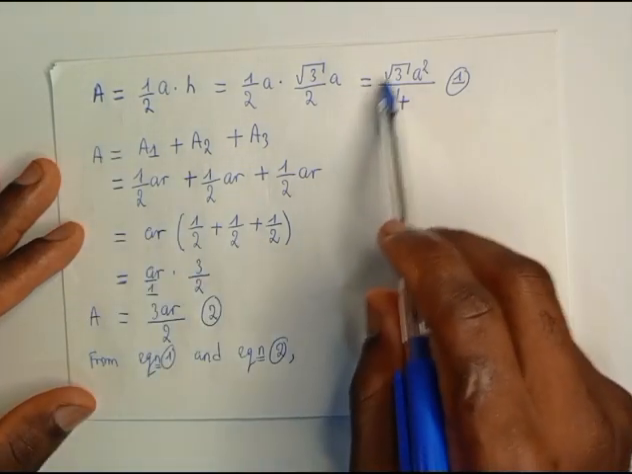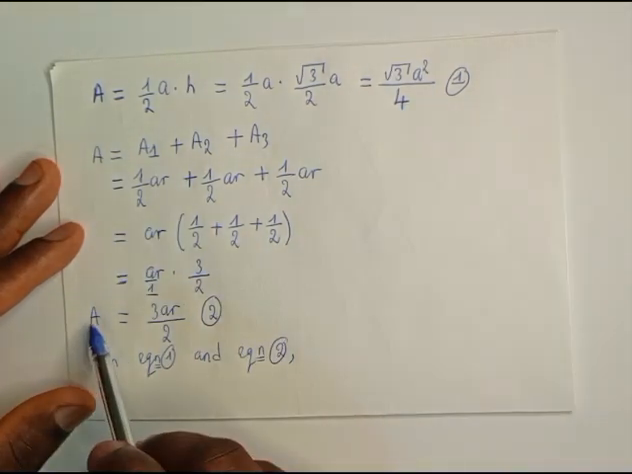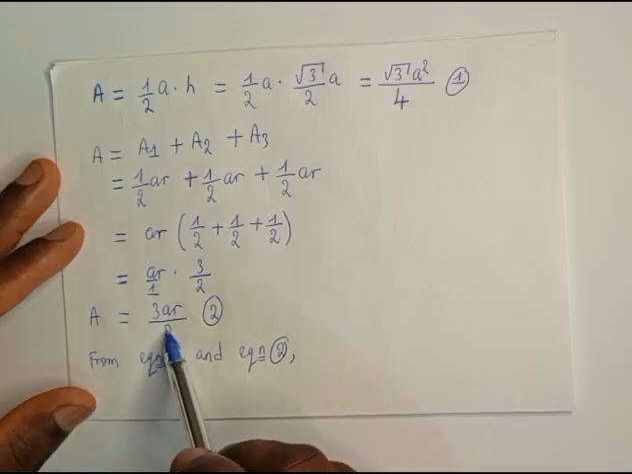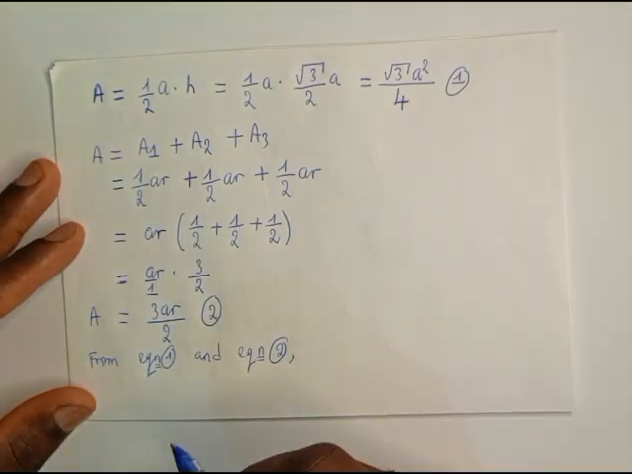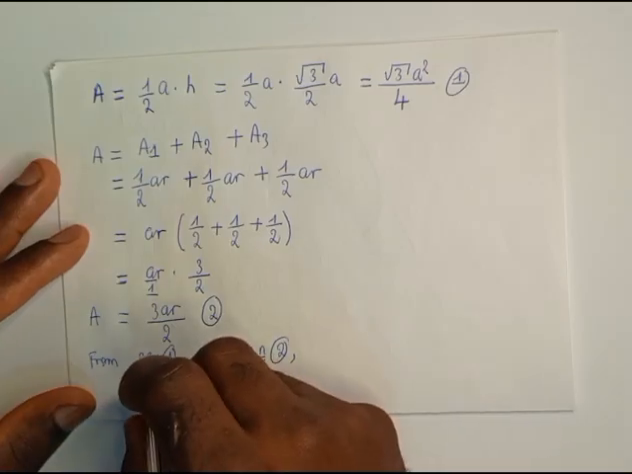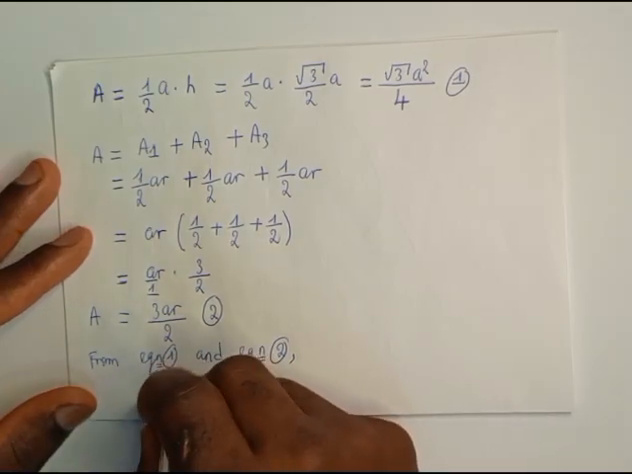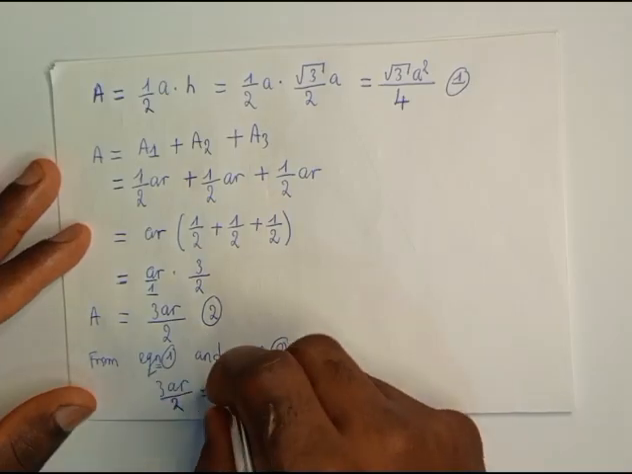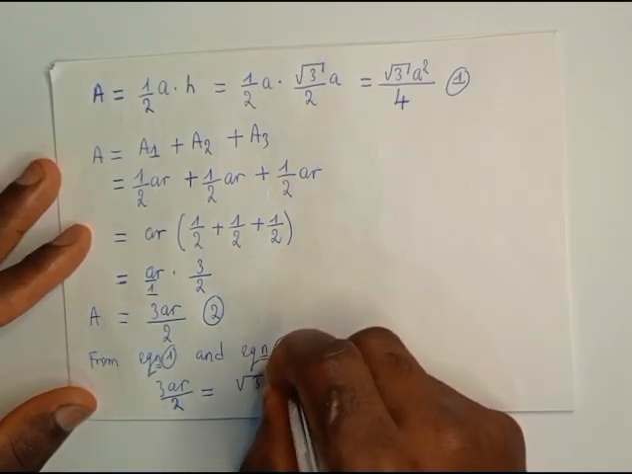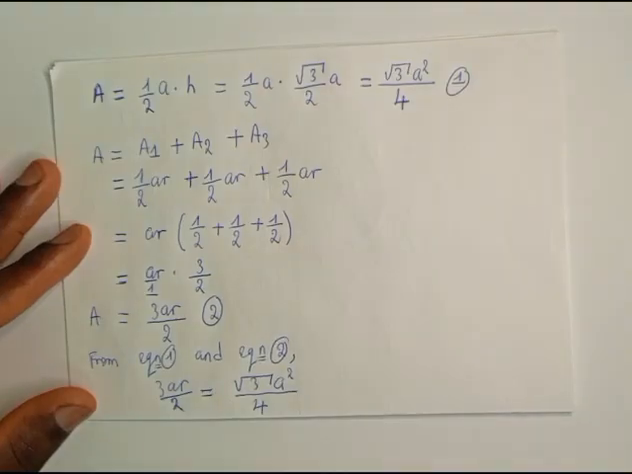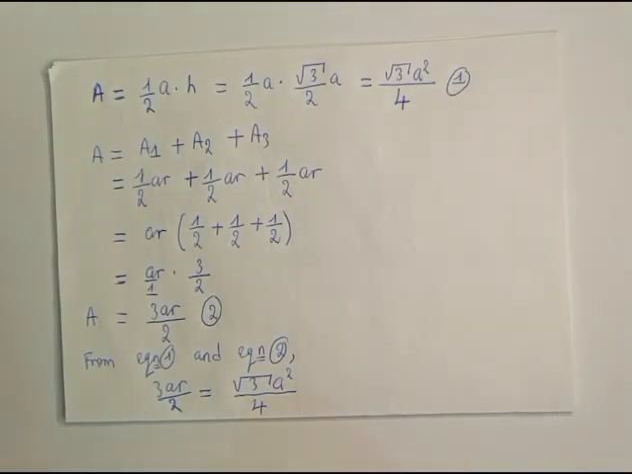Equation 1, E is equal to root 3 A squared on 4. Equation 2, A is equal to 3 AR on 2. We are going to equate the right hand sides of the two equations. This will give us 3 AR over 2 is equal to root 3 A squared on 4. Next, we are going to multiply all through by 4. The reason why we are multiplying all through by 4 is simply because 4 is the LCM of the denominators of the two fractions, and we are to eliminate their denominators.